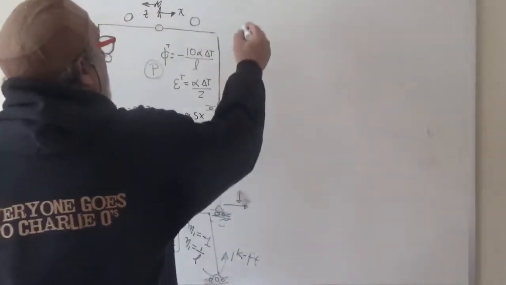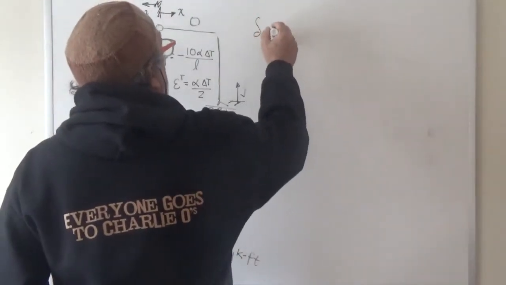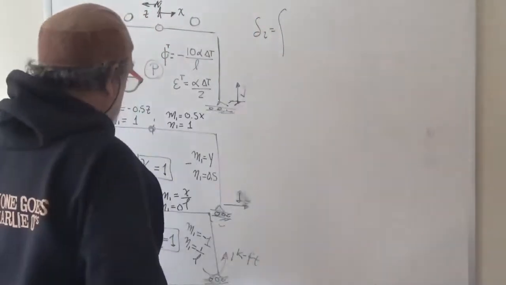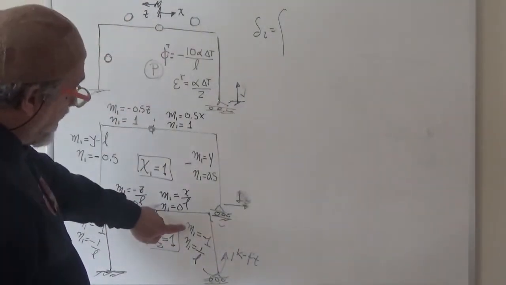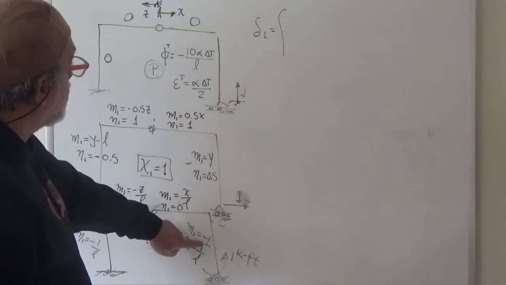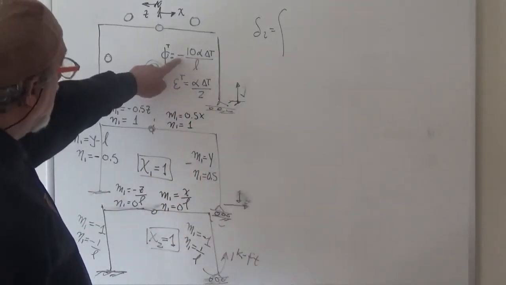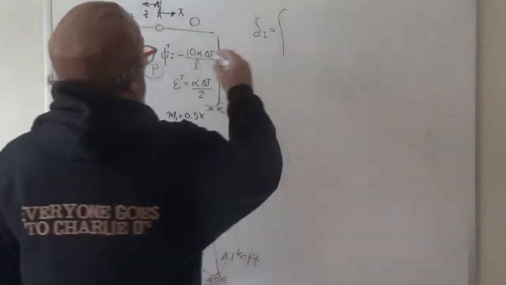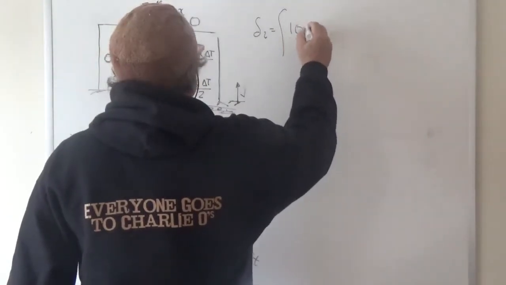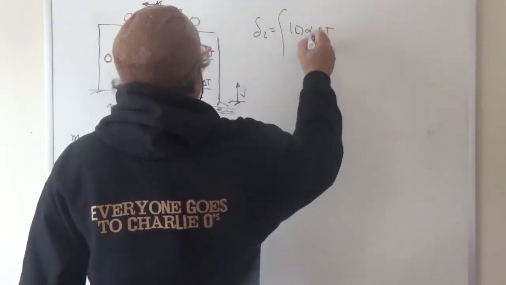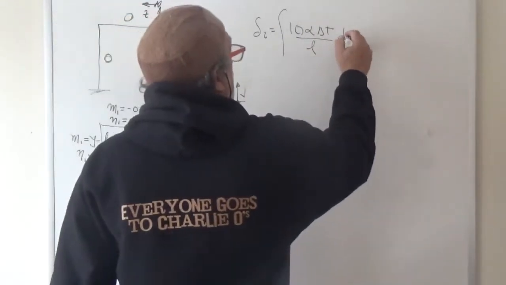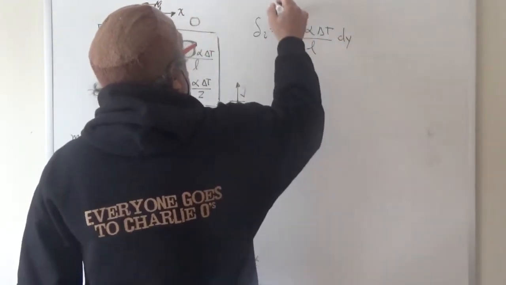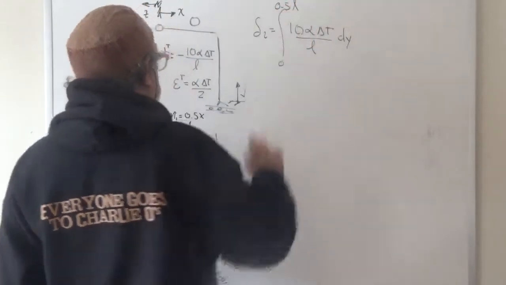Now we can calculate delta 2. That's the integral of sketch 2 times sketch B. So sketch 2 for bending is just -1. So -1 times -10 is just change the sign of this: 10 alpha delta t over L, dy, from 0 to 0.5 L.